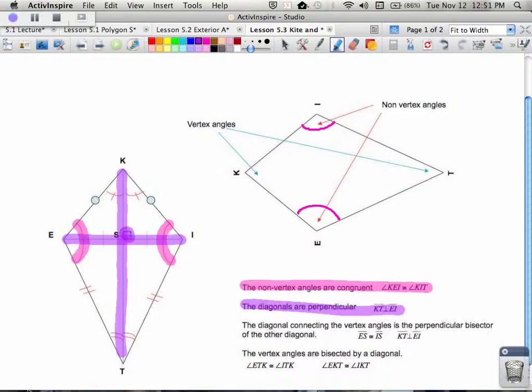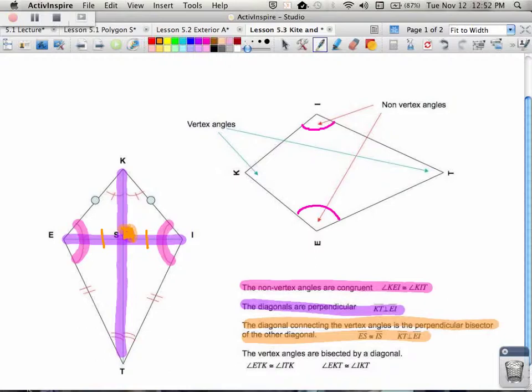I also know that the diagonal that's connecting the vertex angles is the perpendicular bisector of the other diagonal. So not only is it perpendicular, but it's also the bisector. What that means is, as the diagonal that's vertical is coming down, it chops the resulting other diagonal into two equal pieces. Or in other words, in the picture, we know that ES is congruent to IS, as well as being perpendicular to that. So we have that little box here that shows that they're perpendicular.